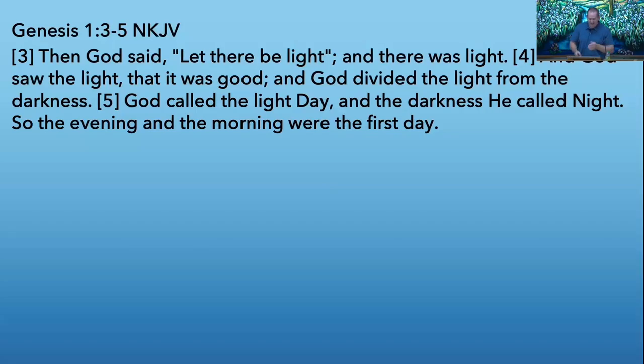All right. So Genesis 1, 3 and 5. Notice this. Then God said, let there be light. And there was light. And God saw the light and that it was good. And God divided the light from the darkness. God called the light day and the darkness he called night. So the evening and the morning were the first day.